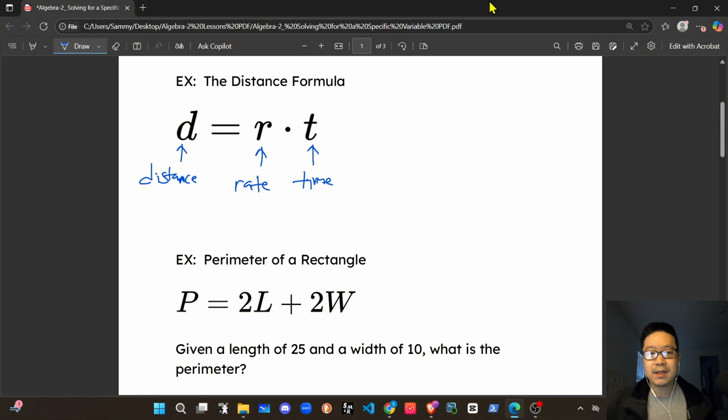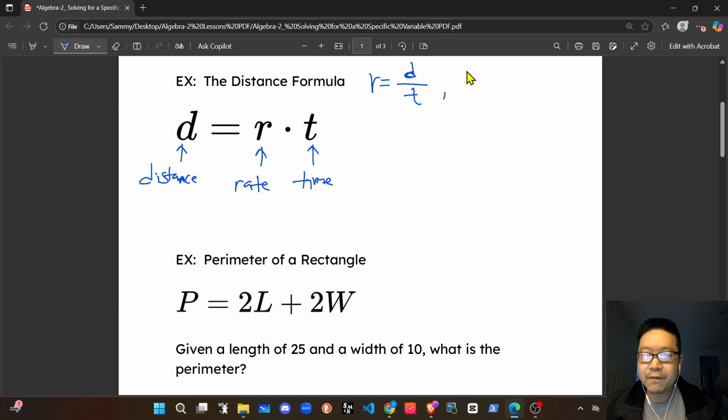So we already know what D stands for, right? D equals R times T. But what if you were asked to solve for the rate instead? Well, to find rate in this equation, all you would do is divide both sides by T. You would get R equals D divided by T, in other words, distance divided by time. All we did was isolate R by dividing both sides by T.